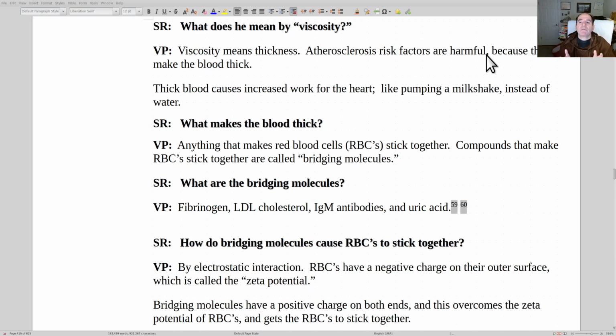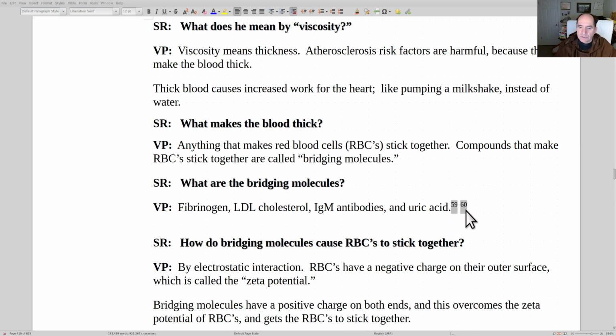So anything that makes the blood thicker, you have to pump with harder pressure. If you're pumping a milkshake, you need more pressure than if you're pumping water up there. Okay? And that's what thick blood is like. It's like a milkshake. Normal blood's more like water. So what makes red blood cells stick together? Fibrinogen, LDL cholesterol, IgM antibodies, and uric acid.